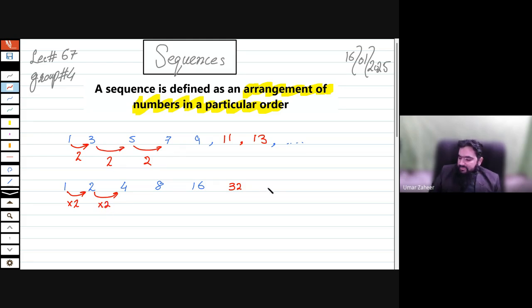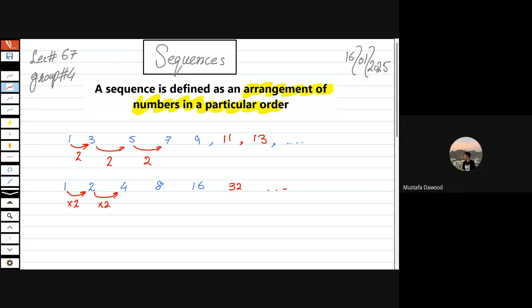So you have numbers in a specific order, in a particular order. So we say that it is a sequence. Yes, everyone, any question up to here? No, sir.